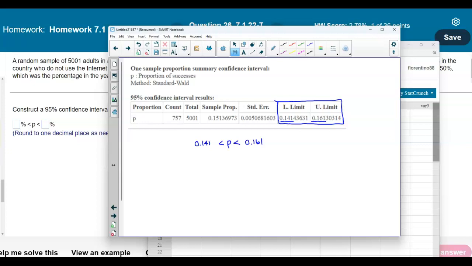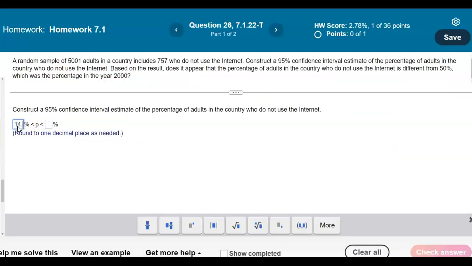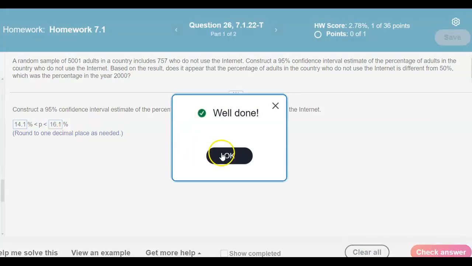Okay, now as you can see here, they want us to put this in percents. So we need to change these values to percent. So we're going to multiply this value by 100%. So then we get 14.1% as the lower limit. And then we're going to multiply this by 100%. And then we get 16.1%. So let's go ahead and check our result. So 14.1% and then 16.1%, and there's our answer.